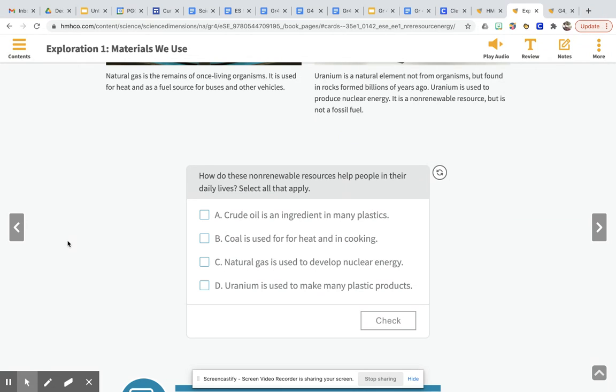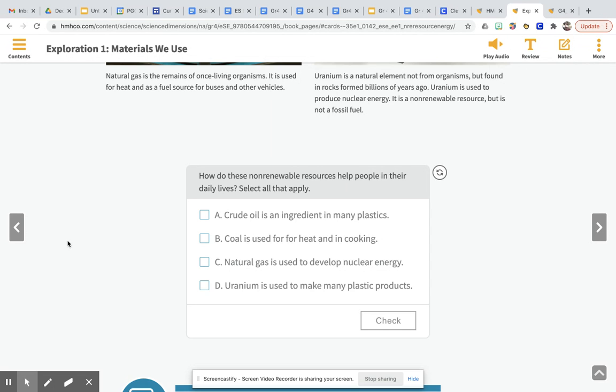All right, guys, let's see who was paying attention. Here is our question. How do these non-renewable resources help people in their daily lives? Select all that apply. That means that there may be one or more correct answers here.